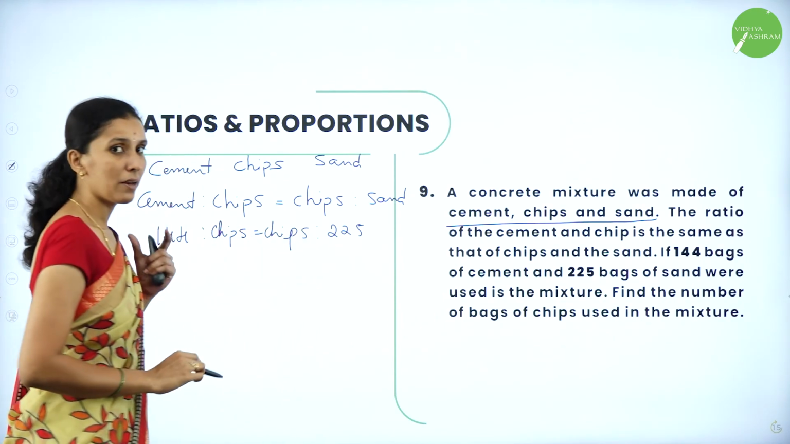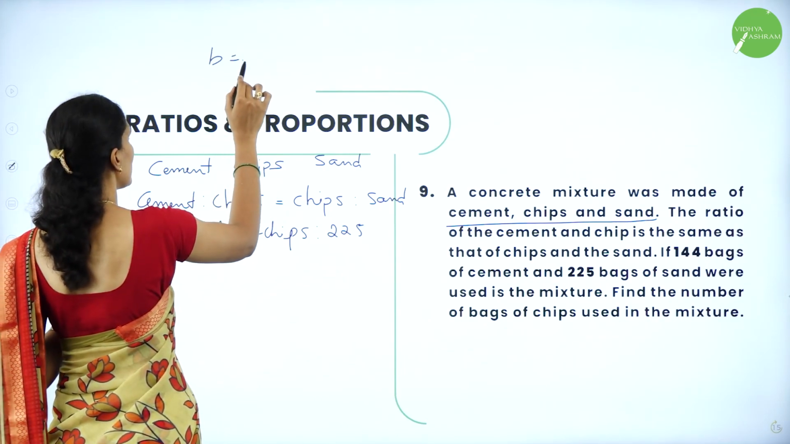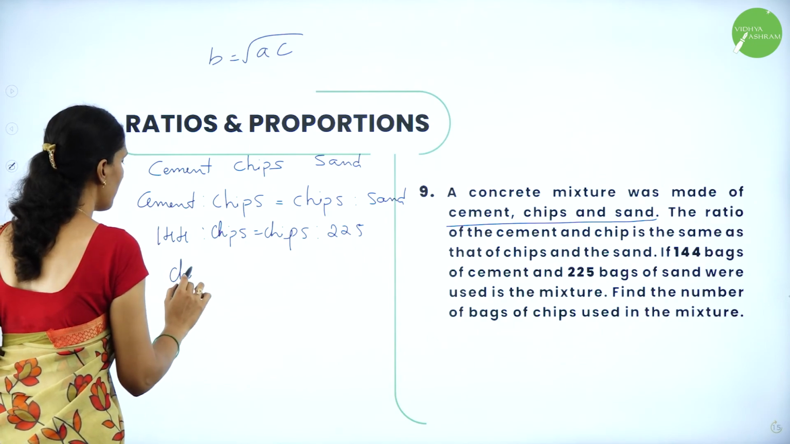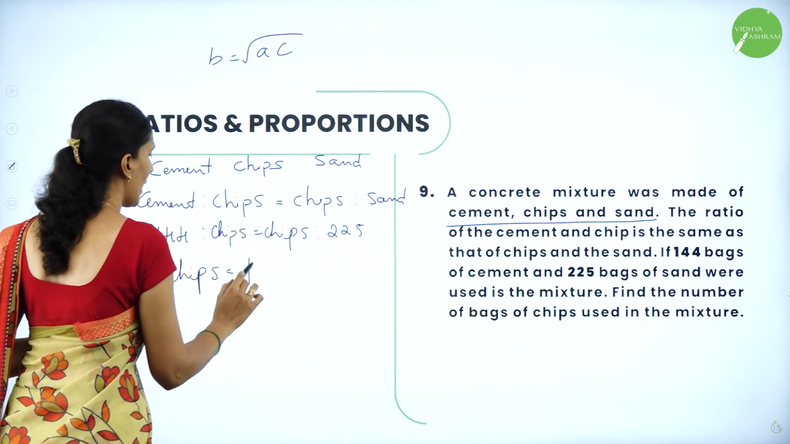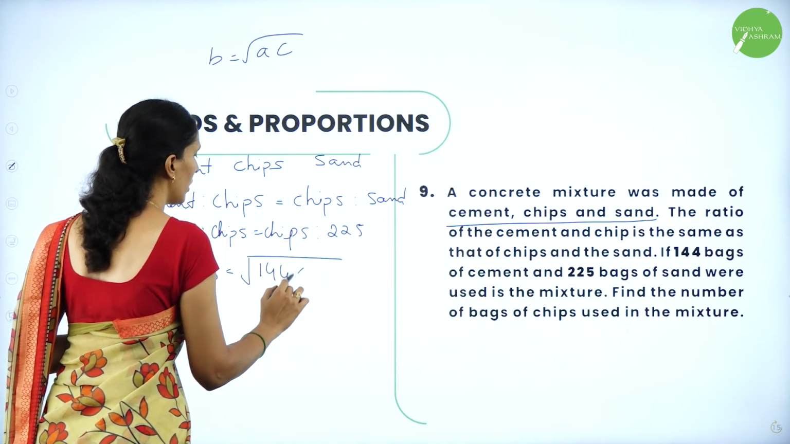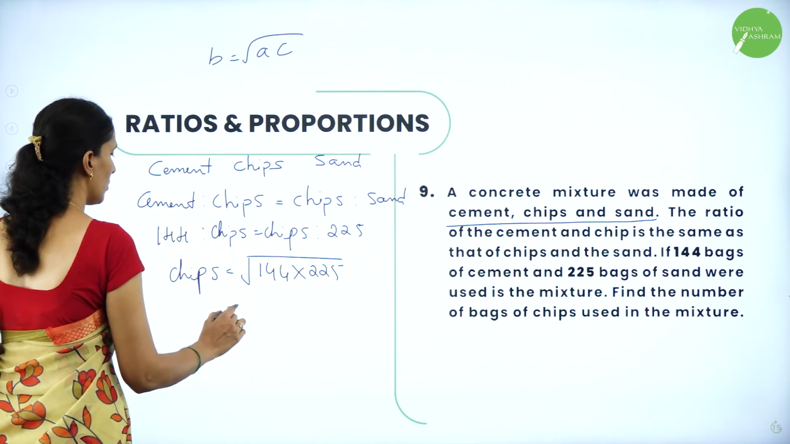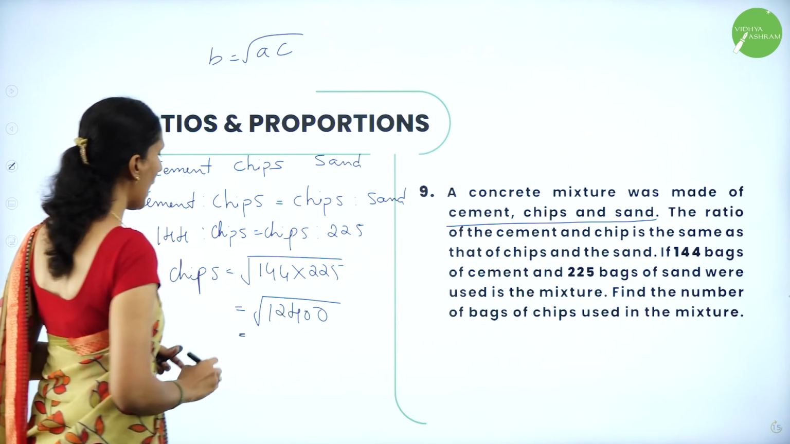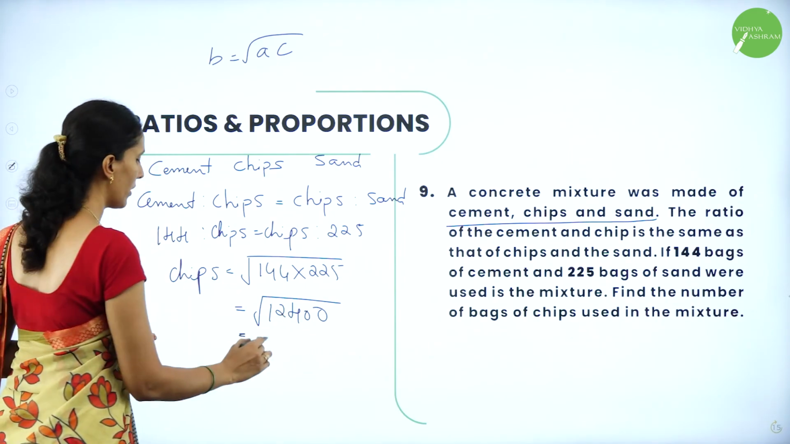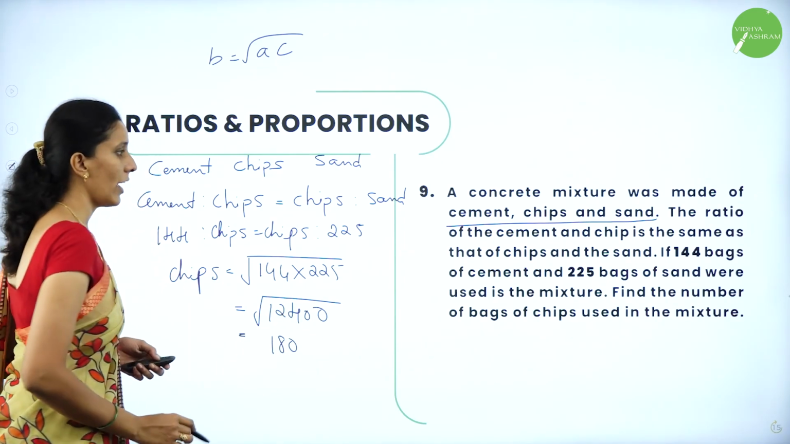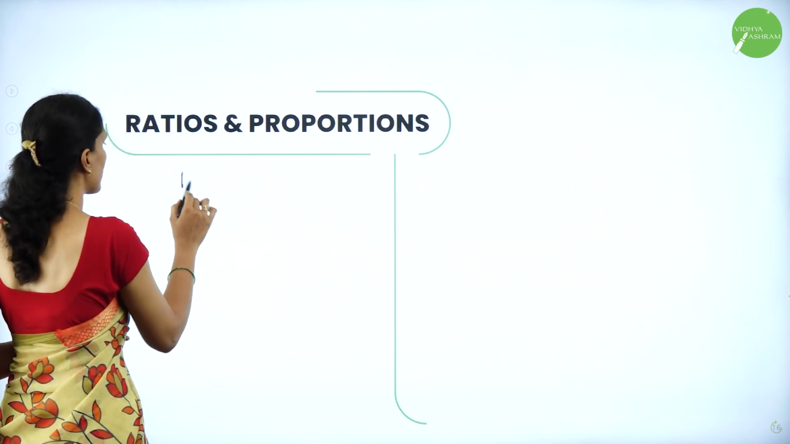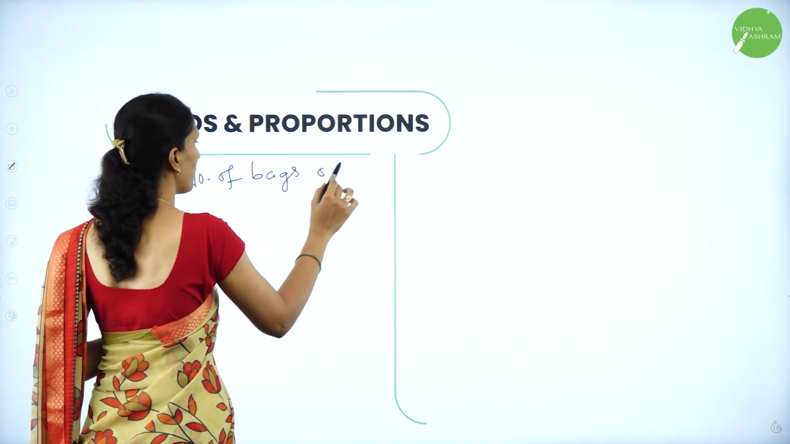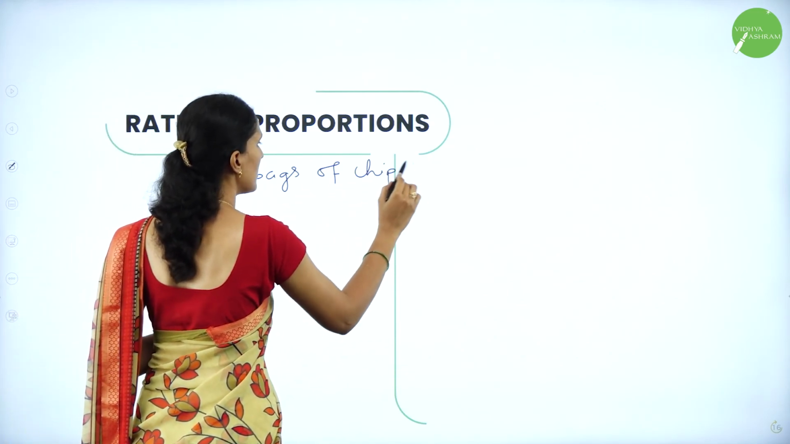When you have a mean proportion, we can directly write B is equal to root of AC. So here, the number of bags of chips can be taken as root of 144 into 225. So this is equal to root of 32,400. And the square root of 32,400 is 180. So therefore, the number of bags of chips is 180.